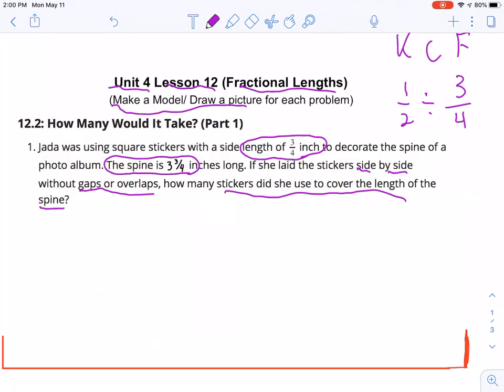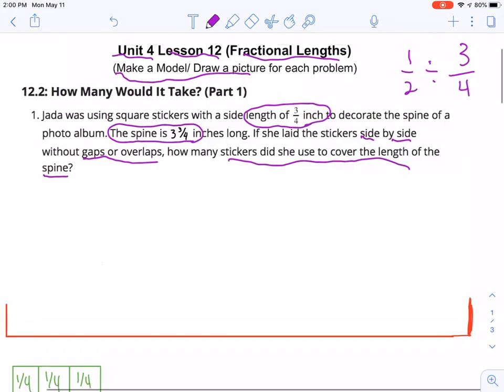Okay, so what exactly is she doing? Yes, she is covering the spine of her book with sticky notes. And how long are these sticky notes? Well, each one is 3/4 of an inch. And how long is the book spine? 3 3/4 of an inch.